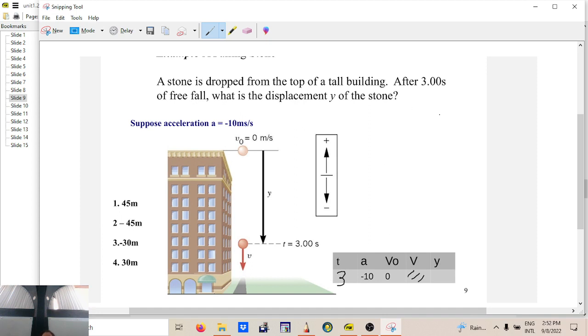So let me know what you find. Negative 45? Do you all agree with that? Initial velocity is zero, so minus 5 times 3 squared. So you see the displacement is negative. You have to be very careful with the sign, because sometimes if you put a negative instead of positive, that's not good. So A to B, you expect a negative displacement because it's pointing down. Okay?